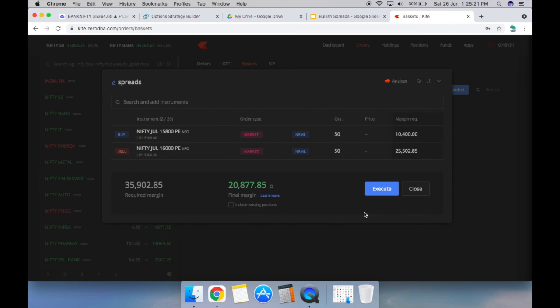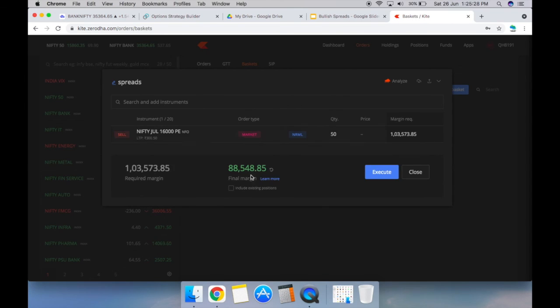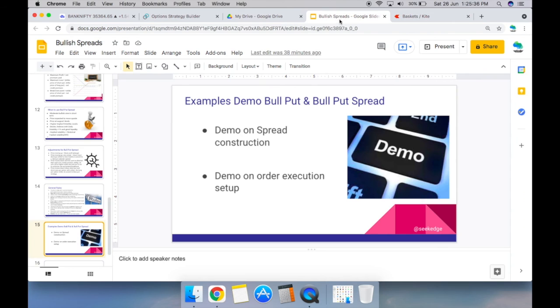And you can see that the margin is so less, right? The moment you don't have this hedge, the margin comes to 88, right? So that's the bull put, and this is how we execute strategies, fine.